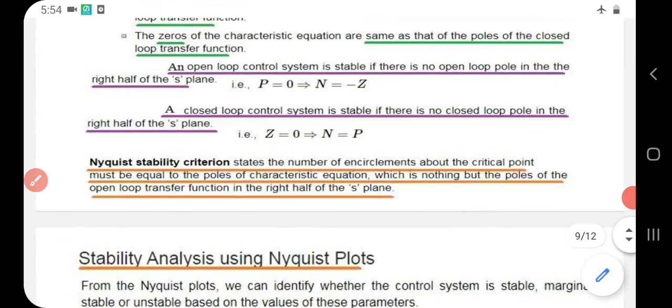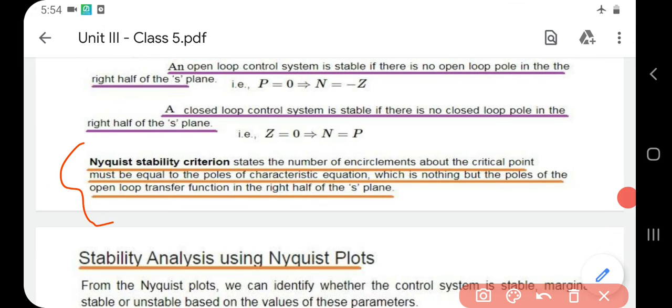Now this is the theorem, just a statement. What is the Nyquist stability criterion theorem? It states that the number of encirclements about the critical point must be equal to the poles of the characteristic equation. What are the poles of the characteristic equation? They are nothing but the poles of the open loop transfer function in the right half of the S-plane.